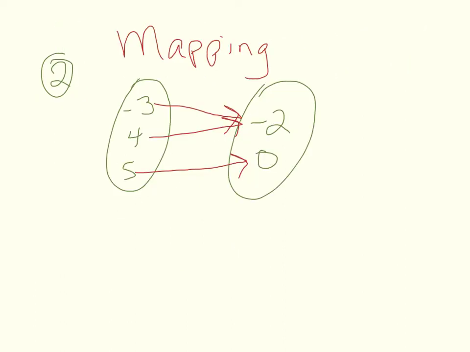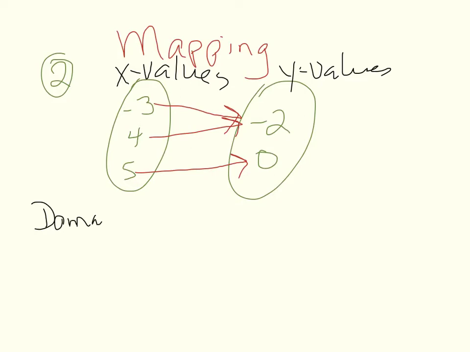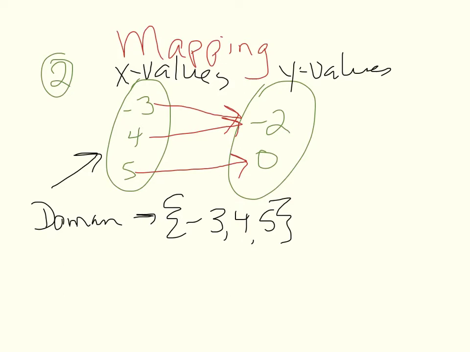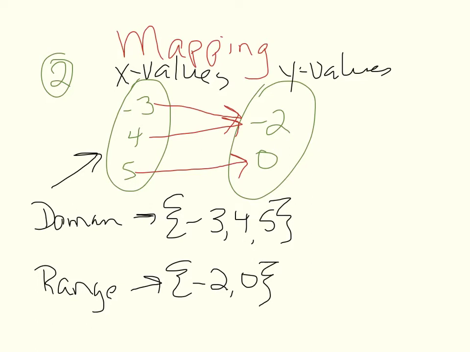Next one's a mapping. A mapping is just a different way to write a set of points. The first oval is always your x values, and the second one is your y values. If I wanted my domain, that would be all of these numbers: -3, 4, and 5. It doesn't even matter what they go to, like -3 goes to -2. It doesn't matter when we're listing domain and range. My range would be -2 and 0.